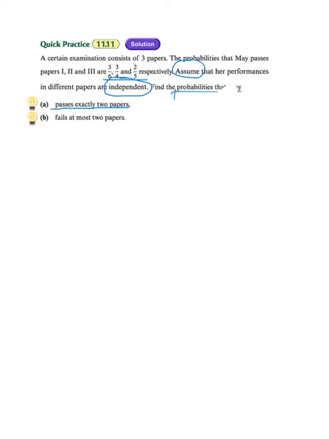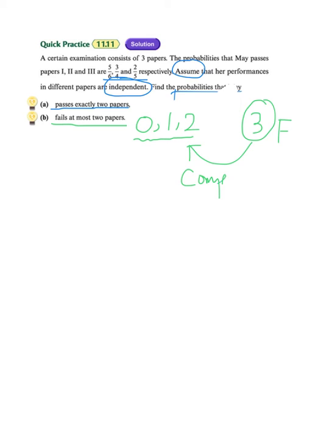Okay, for part B, fail at most 2 papers. That means you can fail 0, fail 1, and then fail 2 papers. So you cannot fail all of them. You can see that the 0, 1, 2 situations are too many, so you can actually consider all of them failing, and then 1 minus, because you can utilize the complementary concept to back-calculate the probability of 0, 1, 2 paper fails.